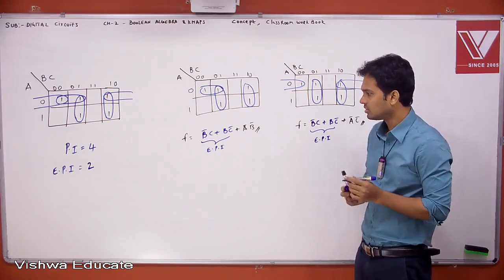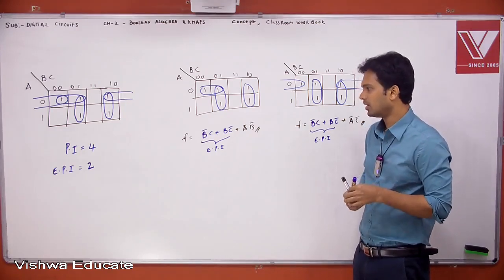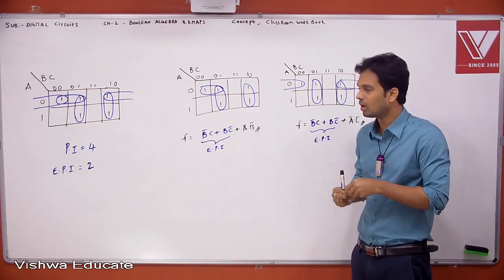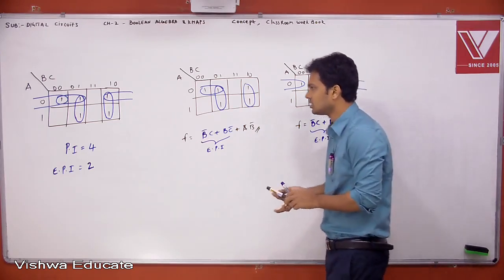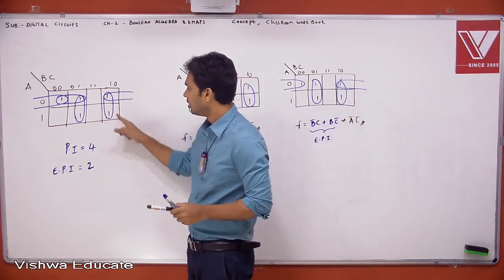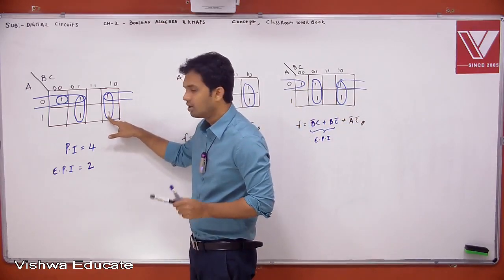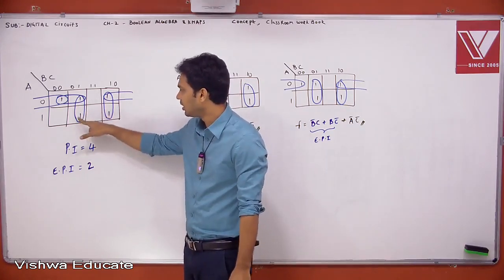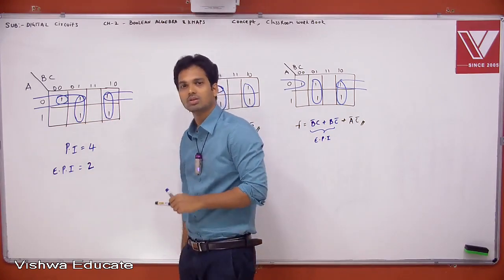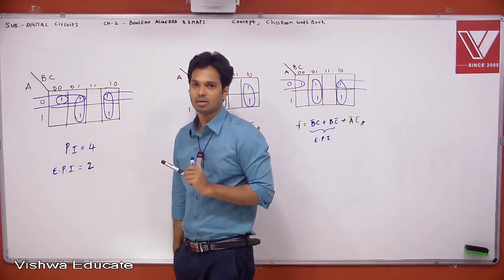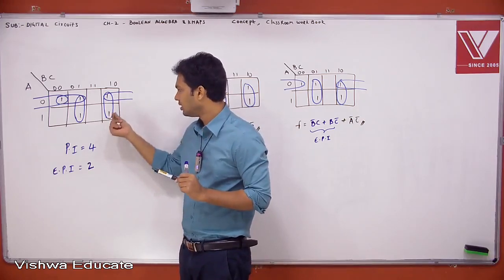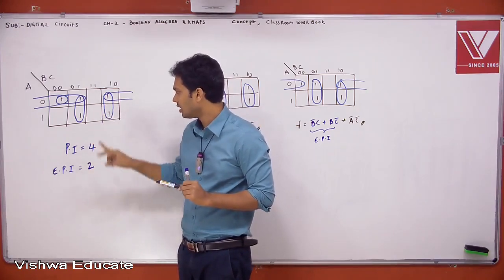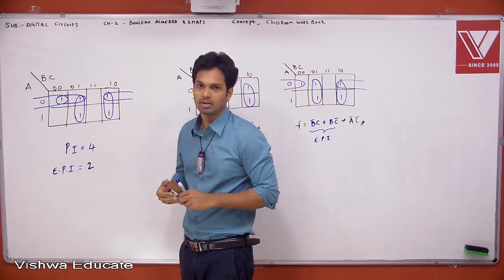So here how many essential? 2. Total possibilities are 4. Total groupings are 4. In that 2 are essential. How to identify essential? In that particular group, you have at least one minterm which is not touched by any other. Same, in this particular group, we have at least one minterm which is not touched by any other. You have at least one minterm which is not touched by any other grouping. That grouping is called an essential prime implicant.